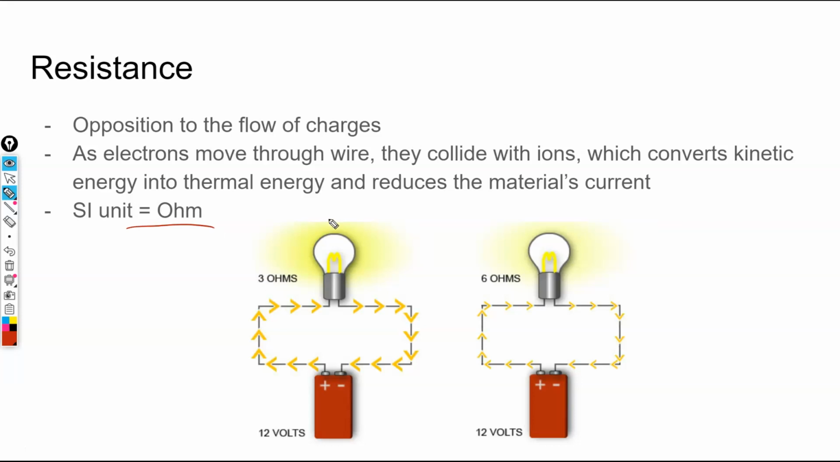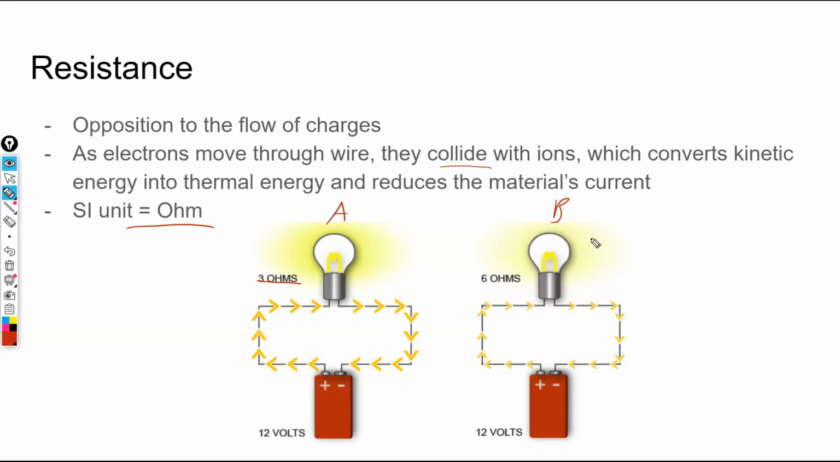If you look at these two cases, case A over here and case B, we have a battery hooked up to a light. We're measuring the resistance of this current flow. We measure it as 3 ohms, which means the resistance is pretty low. Electrons are moving freely, not colliding with ions as much in this case.